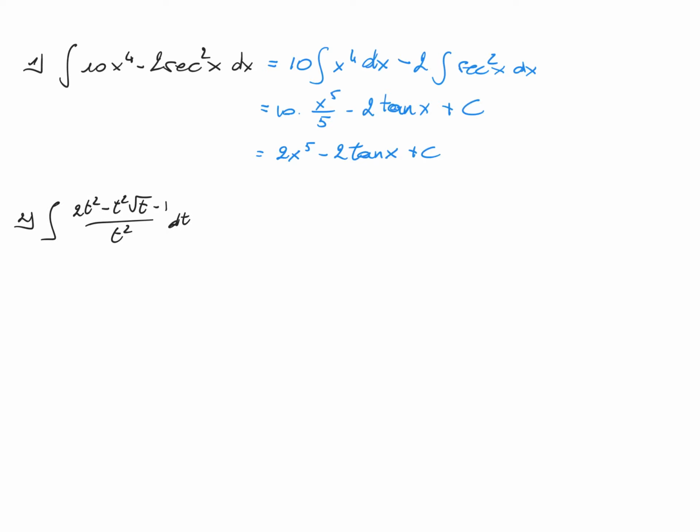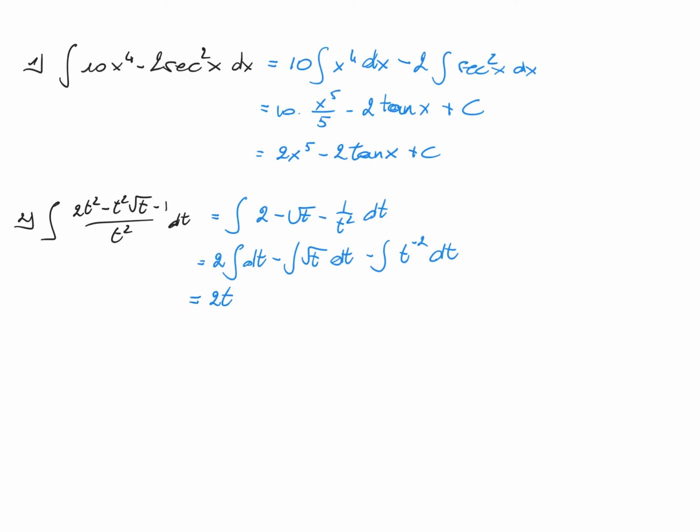Here, what we can do for the second one, the easiest thing is first make the fraction. So this is the integral of 2 minus the root of t minus 1 divided by t squared dt. So it is 2 times the integral of dt minus the integral of root of t dt minus the integral of t to the power minus 2 dt, which is 2 times t.